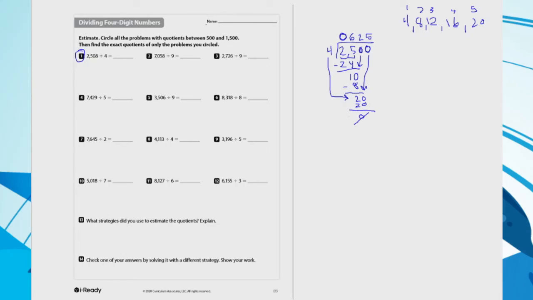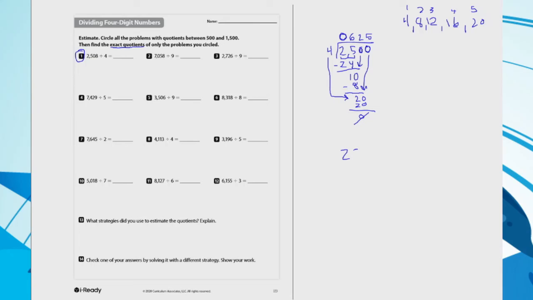So we're done with our estimate. Now, does it fall between 500 and 1,500? 625. Yes, it does. So finding our exact quotient, since 625 falls between 500 and 1,500, means we can go through the same process here.